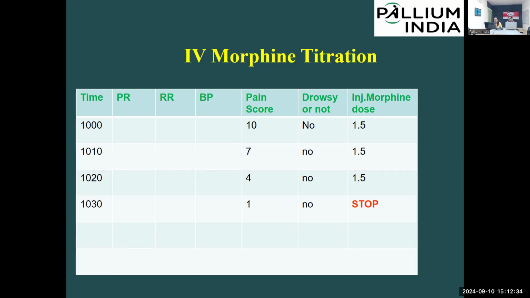By 10:30, the pain score, when recorded again, became 1 by 10. Now the patient has satisfactory pain relief. We are stopping the titration process here. So 1.5 milligram of injection IV morphine was given at every 10 minutes interval, such that with 3 doses of morphine, that is 4.5 milligram of total IV morphine, the patient had adequate pain relief. So suppose this patient needs to be sent home. Hope this is clear to you. The morphine titration process, is this clear to you?